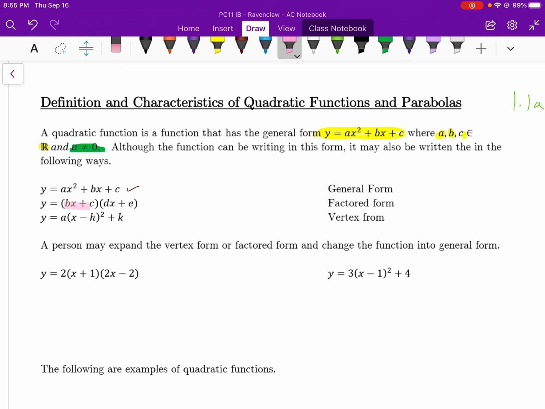Now, the factored form looks like it is the product of two factors. So y is equal to bx plus c times dx plus e. And lastly, the vertex form, y is equal to a, open brackets, x minus h squared plus k. Now the important thing to note about the vertex form is that there's a perfect square factor in the middle. So a quadratic function may be able to be written in all three forms.